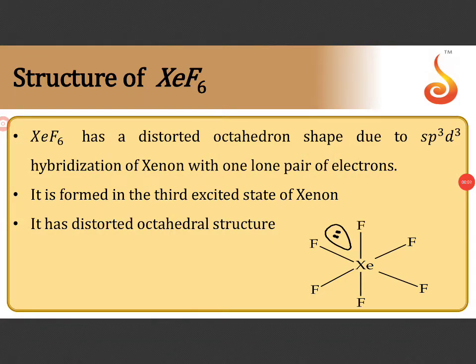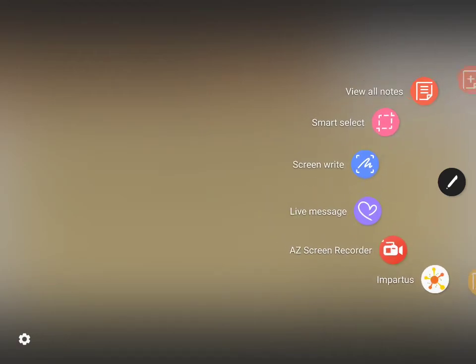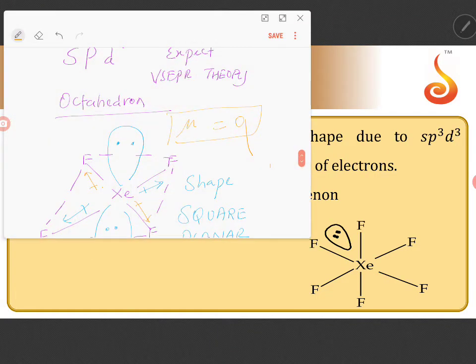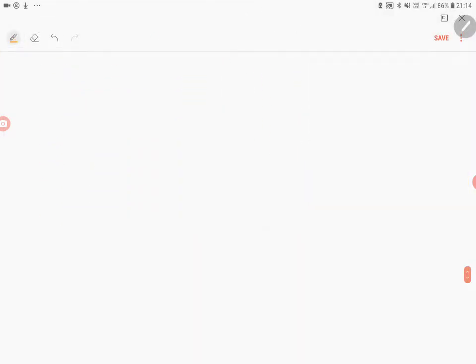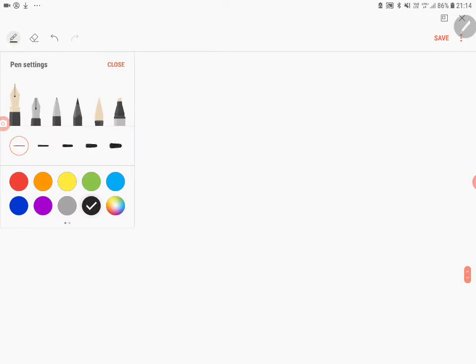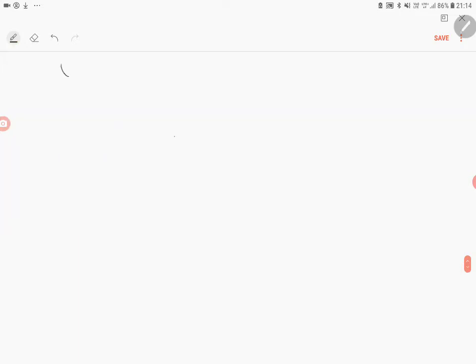Xenon hexafluoride. Prediction of the hybridization, the expected shape, and the distorted shape, we are going to discuss now. Xenon hexafluoride.